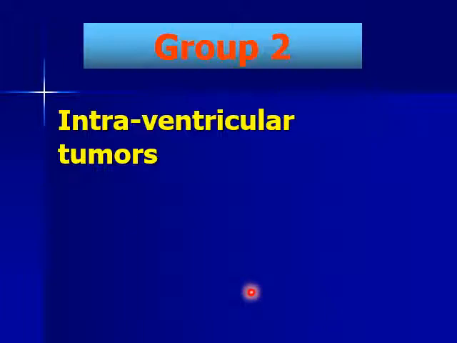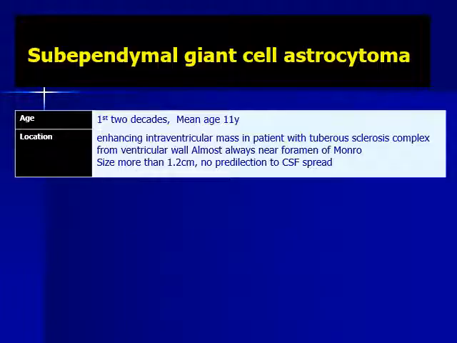Now we will go to the second group, intraventricular tumors. Number one, subependymal giant cell astrocytoma. Usually it is seen in the first 2 decades of life. The mean age is 11 years old. This tumor starts as an enhancing intraventricular mass in a special group of patients, which is called patients of tuberous sclerosis complex.